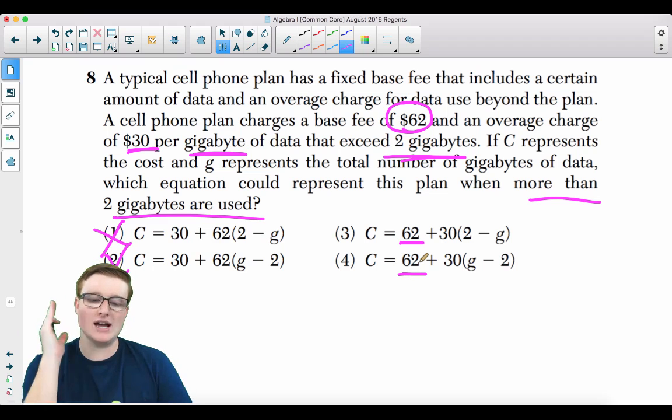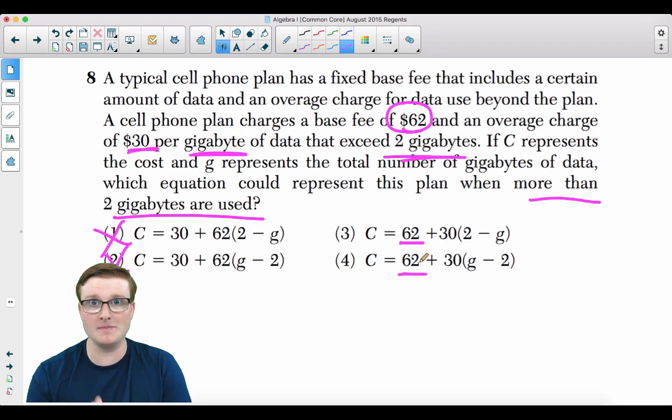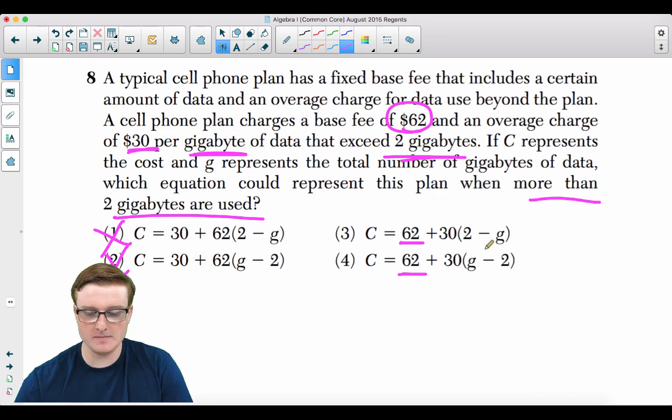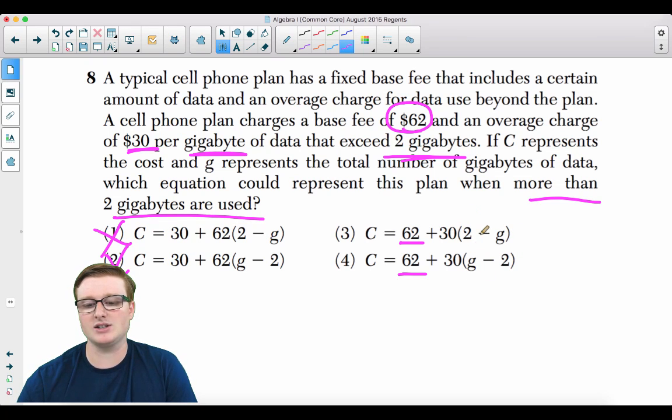So per month, you get charged $62 just for having the phone and the service, and then they charge you more money if you start going over their plan. So now we just got to figure out, well, which one is correct? 2 minus G or G minus 2? Well, if you use, let's just say 3 gigabytes, you technically went over the plan by 1 gigabyte.